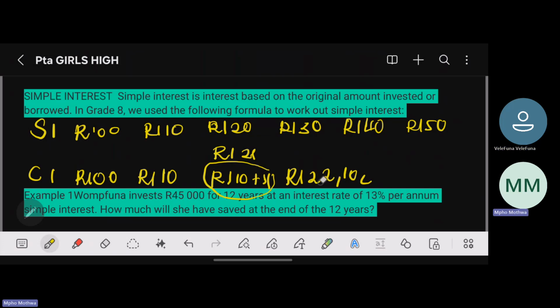122 rand 10 cents. You see? No, we added 20. No, it can't be, because it was 121 here. So plus the 10% of this money, which is 12 rand 10 cent. So this money plus 12 rand 10 cent is going to be 132 rand 10 cent. You see? So this one is progressive, while this one remains stuck based on how much you invested initially.